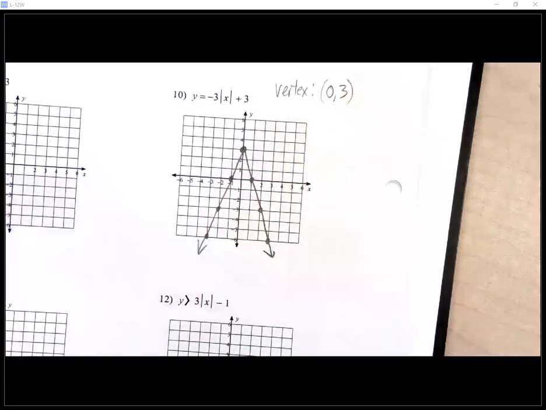So you notice how a not only tells you if the V is going to be right side up or upside down, but it also changes how wide or narrow that V is. So if you have a larger slope, it's going to be a steeper V, right? So if the slope is like 10, it's going to be really narrow compared to something like a slope of a half, which is going to get you a wider V.